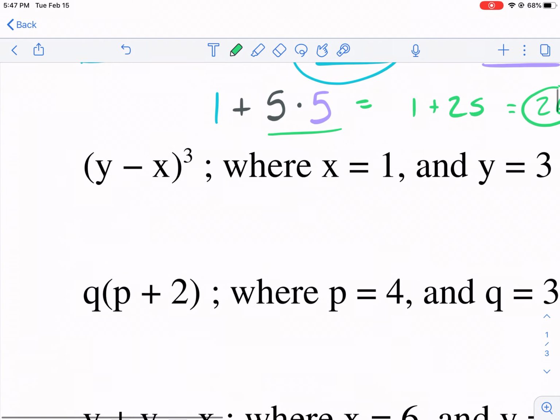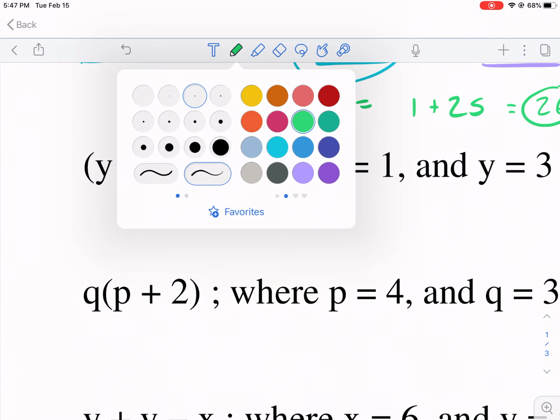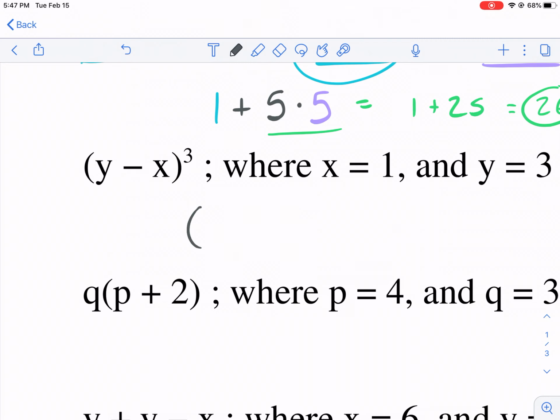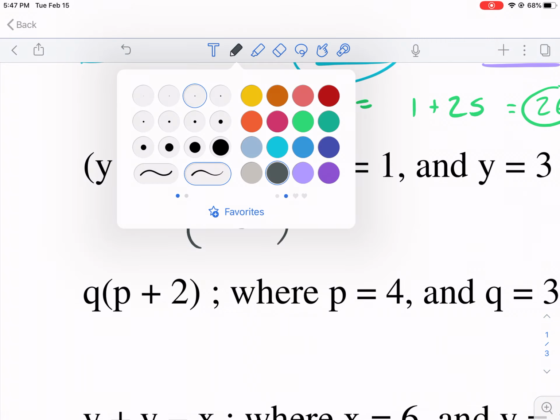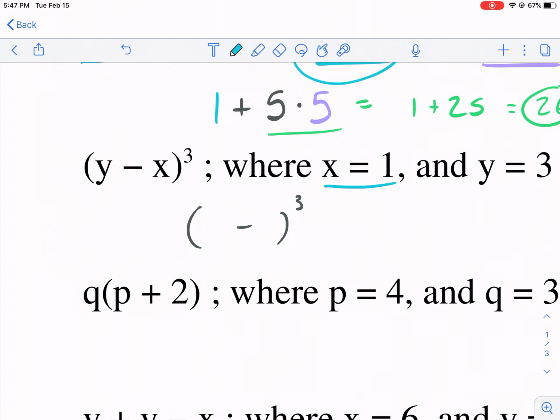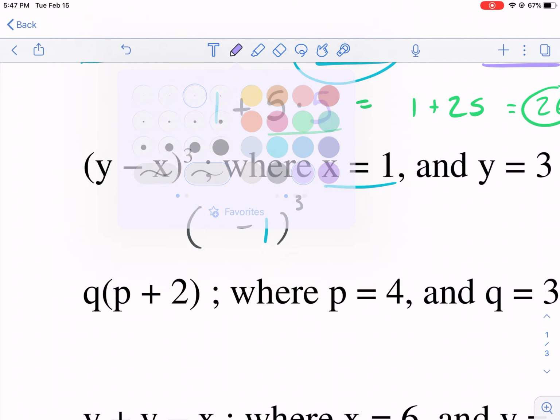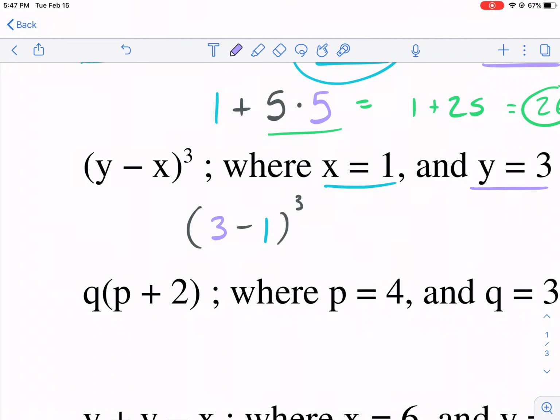Okay, number 2 is probably the hardest one on here. We have a cubed exponent, so that makes it a little bit more difficult. So I'm going to go ahead and write this in. And it's the same process. Step 1 is rewrite. So I'm going to say x is 1. I'm going to put a 1 there. Y is 3. I'll make that purple. That goes there. And then I evaluate.